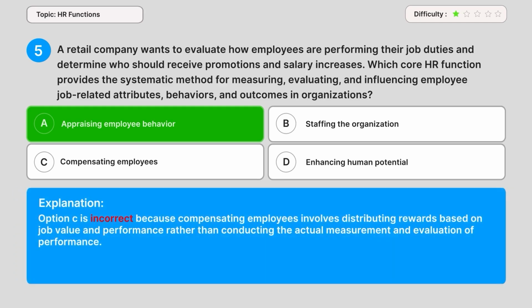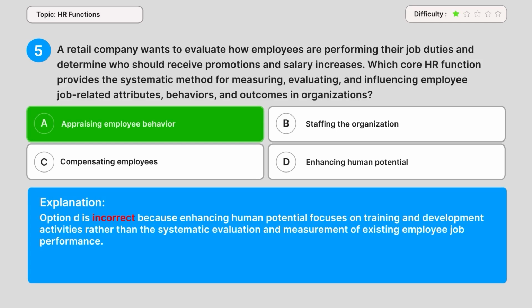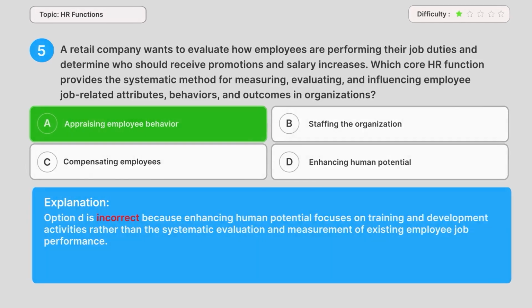Option C is incorrect because compensating employees involves distributing rewards based on job value and performance, rather than conducting the actual measurement and evaluation of performance. Option D is incorrect because enhancing human potential focuses on training and development activities rather than the systematic evaluation and measurement of existing employee job performance.